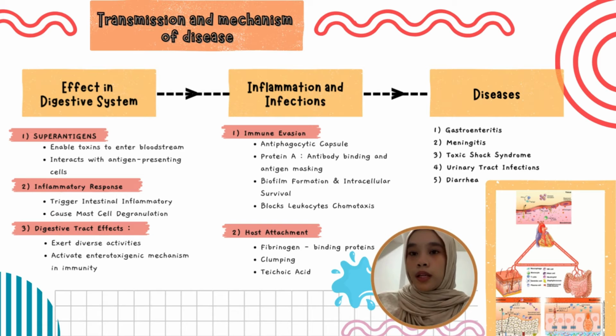And second, it will lead to infection and inflammation. As immune evasion, the bacteria use mechanisms like the antiphagocytic capsule, protein A for masking, and biofilm formation to survive and evade the immune system. As for the host cell, S. aureus binds to the host tissue using fibrinogen binding protein, teichoic acid, and clumping factors to enhance its ability to colonize and cause disease.